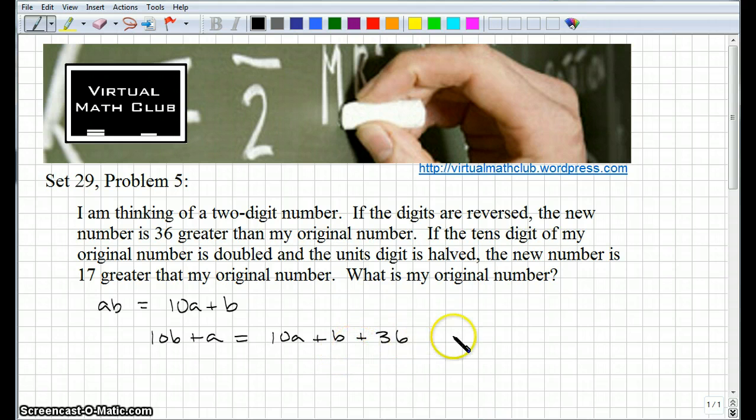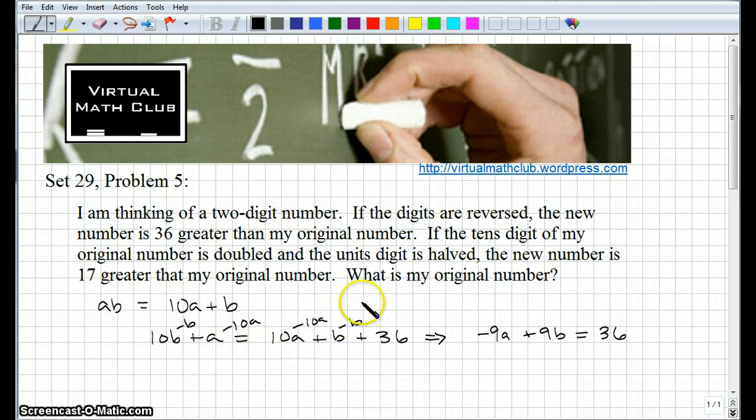Let's simplify that. We can subtract 10A from both sides and subtract B from both sides. So we end up with negative 9A plus 9B is equal to 36. Okay, so that's a little bit simpler.